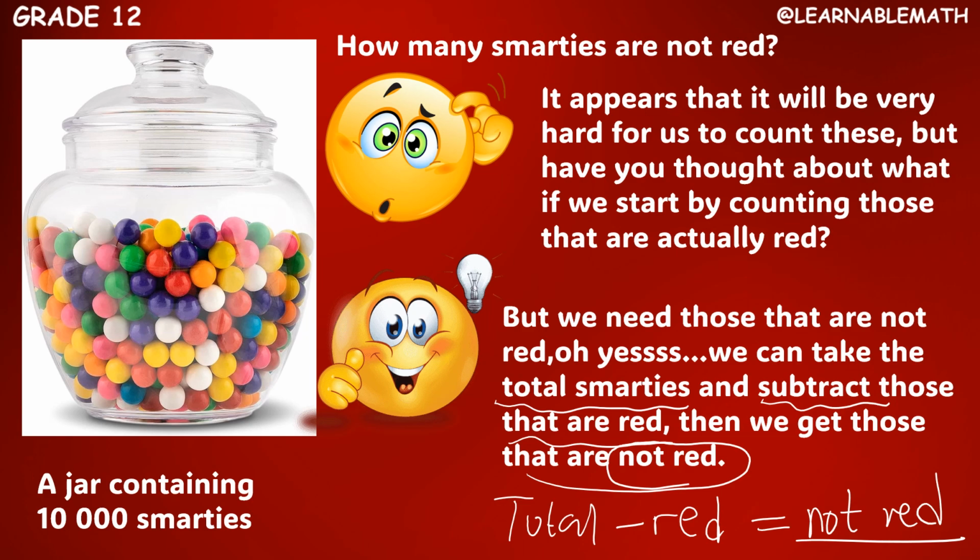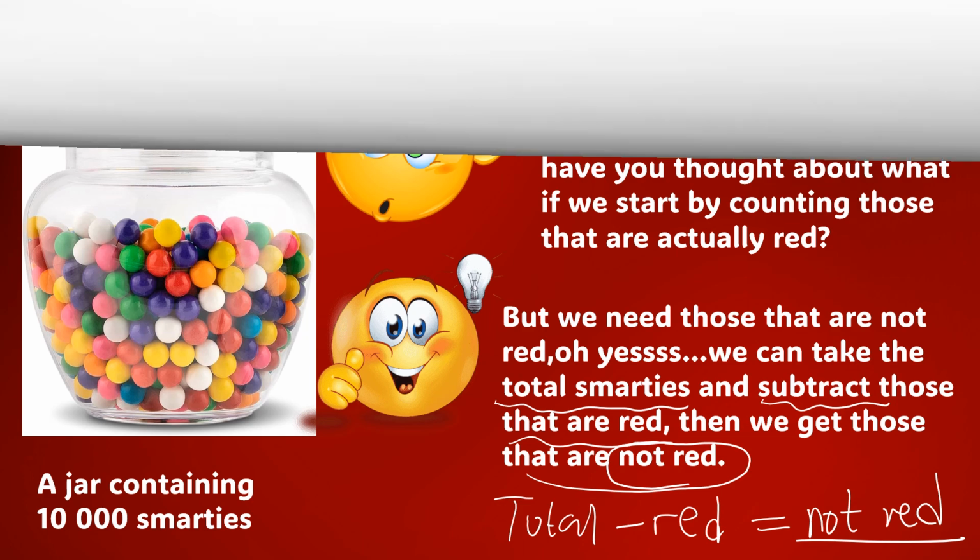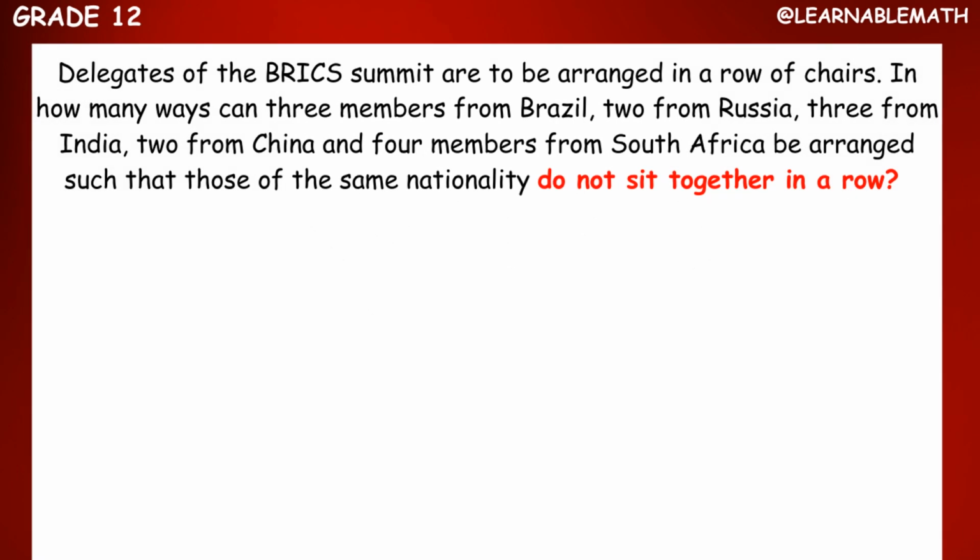Okay, let's just quickly look at this example. All right, delegates of the BRICS summit are to be arranged in a row of chairs. In how many ways can 3 members from Brazil, 2 from Russia, 3 from India, 2 from China, and 4 members from South Africa be arranged such that those of the same nationality do not sit together in a row? And I've just highlighted that in red because it's a very key restriction and something we want to learn in this lesson.